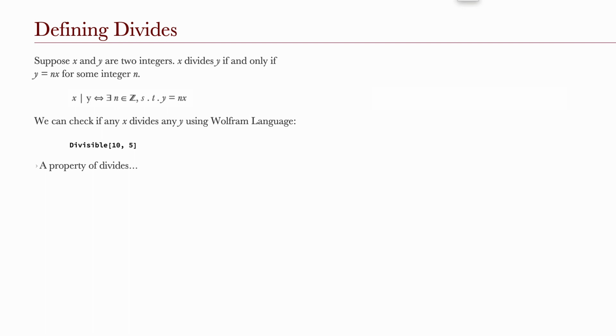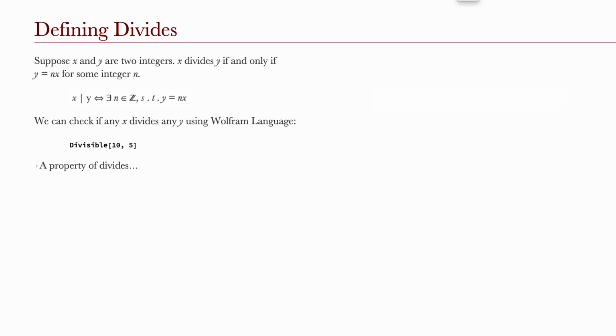To start with, we'll have to define some of the language that we use here. Suppose x and y are two integers. We say x divides y if and only if y equals nx for some integer n. In other words, x divides y if and only if there exists an n that is an integer such that y is equal to n times x.